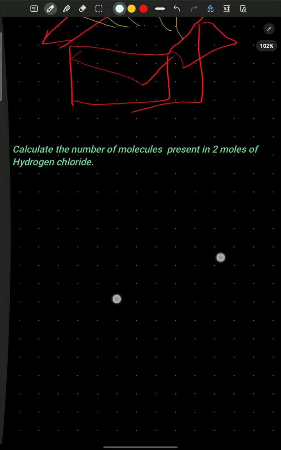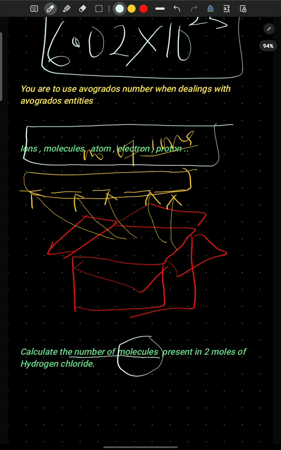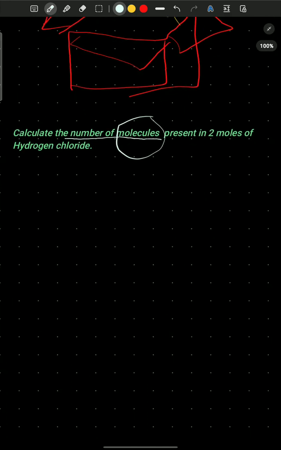So now let's look at question number 1. You will see that this is a beautiful question indeed. The question asks us to calculate the number of molecules. Wow! For the first time we are asked to find number of molecules. All the ones we have been solving is just number of mole, but this one is number of molecules. Now you need to think about the molecules. Is the molecule part of Avogadro's entities? Yes, it's part of Avogadro's entities. So it means you are going to use 6.02 times 10 power 23. So calculate the number of molecules that is found in 2 mole. Solution.